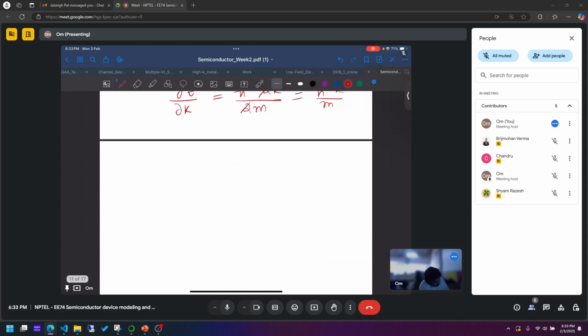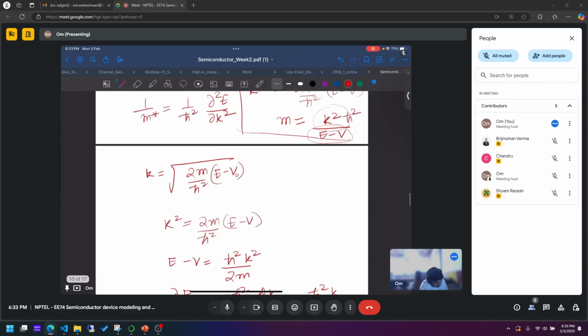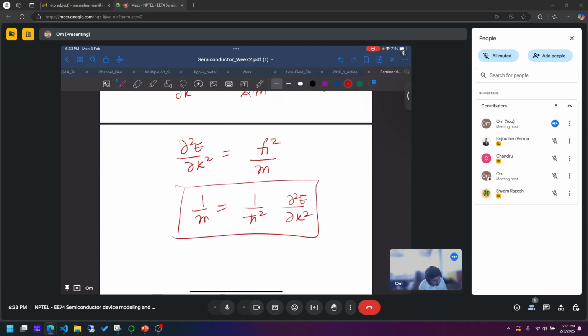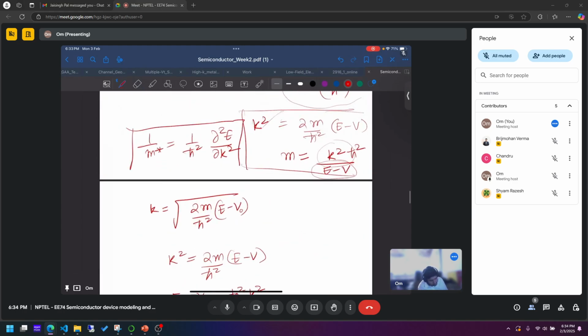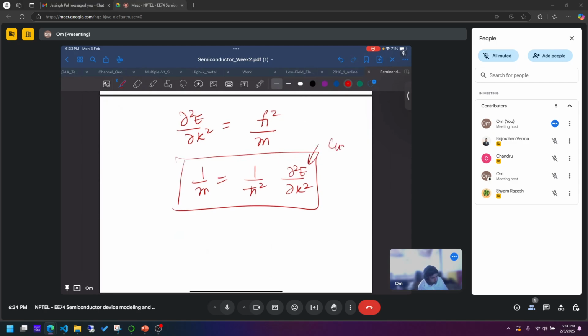If I take another derivative of this, del 2E by del k square will be h cross square upon m, right? So your m is simply, if I send h cross square to the right hand side, 1 by m equals 1 by h cross square del 2E by del k square. So this is from where we get this relation that you generally see in books. This is the curvature. So higher the curvature of the E-k plot, lower will be your effective mass.